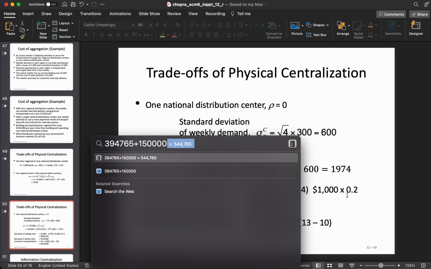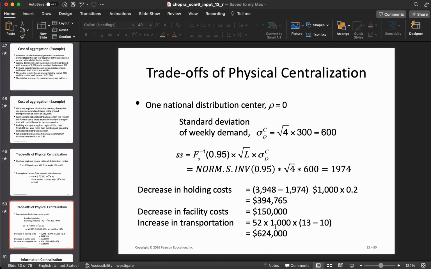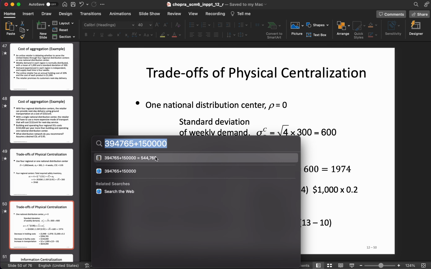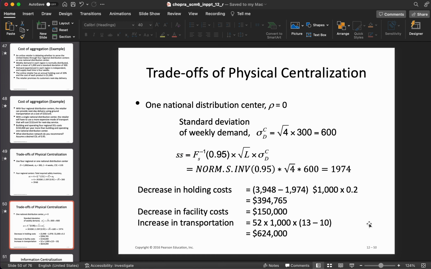But on the flip side, you're also paying extra for transportation. So you have 1,000 times 13 minus 10. This is weekly demand, remember. So 52 times 1,000 times the $3. So you're paying $624,000 extra for transportation. And the savings that we had was $544,765. So even though we save $544,765 by having a single facility, the $624,000 increase in transportation means that you are much better off having four separate regional distribution centers rather than having a single centralized distribution center.